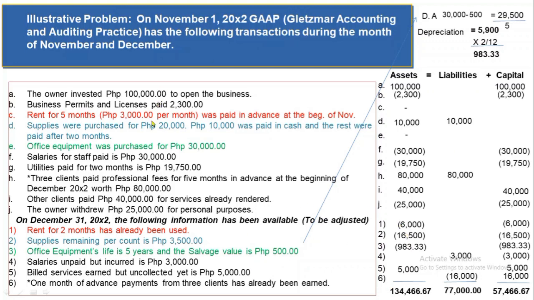So to end this, please always remember that each accountable transaction has at least 2 effects on the A is equal to L plus E, or L plus C. And whatever the transactions are considered, the A should always be equal to liabilities plus equity or capital. So that's the end of our video.